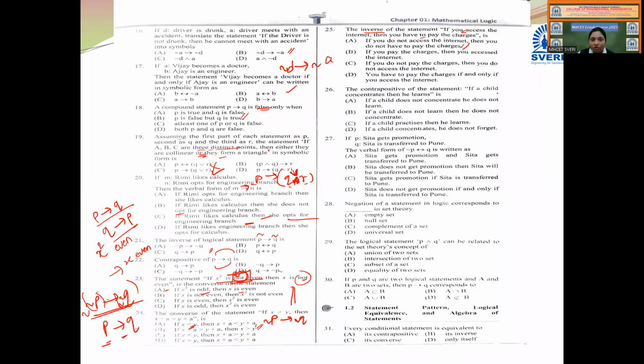Inverse कसा असतो? Inverse of the statement P tends to Q. याचा inverse कसा होईल? Negation P tends to negation Q. And converse कसा असतो? Q implies P. हे इकडे जस्ट कॉन्व्हर्स होतं.